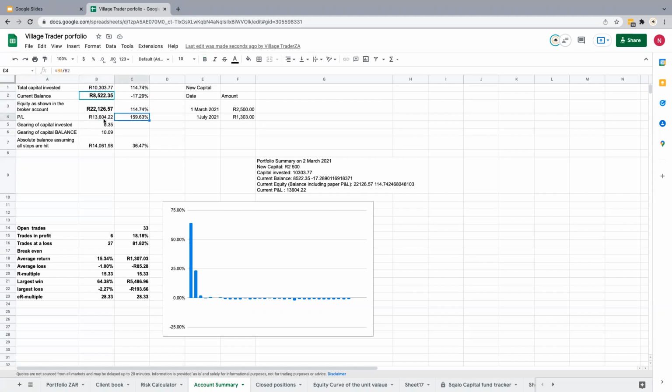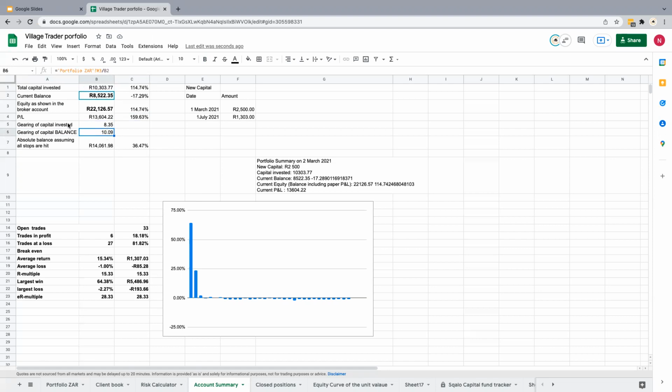And when I look at my P&L from my current balance, instead of looking from where I started, I'm looking at where I am. I'm up just under 160%. And then I know that my gearing based on capital invested is 8.35 times. But the important gearing level is based on the balance, which is 10 times.